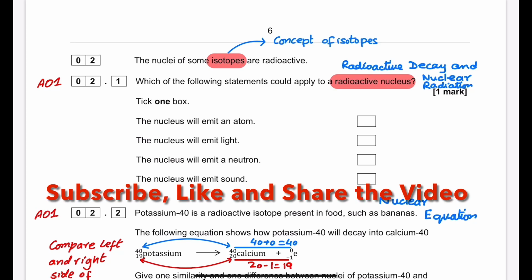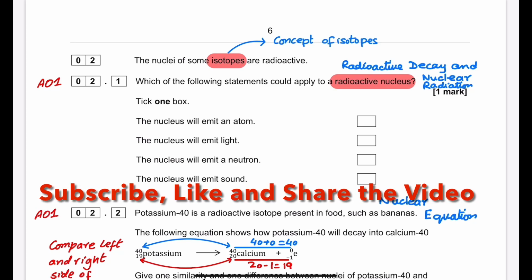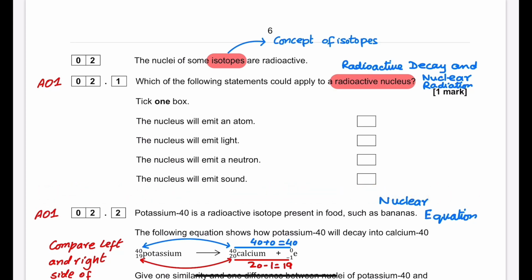Question number 2. The nuclei of some isotopes are radioactive. 2.1 is an A1 question. Which of the following statements could apply to a radioactive nucleus? The student must have a good knowledge about the concept of the isotopes, the radioactive decay, and the nuclear radiation.